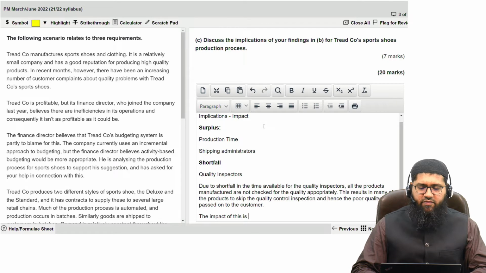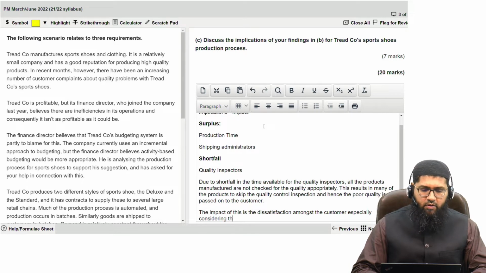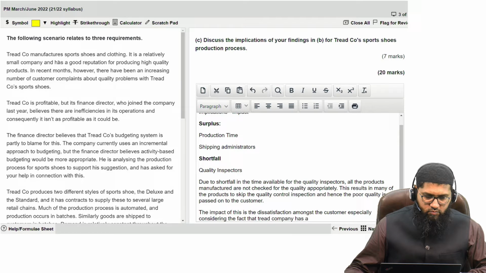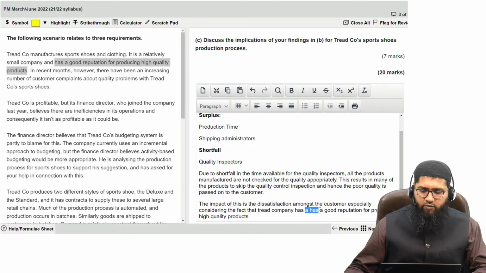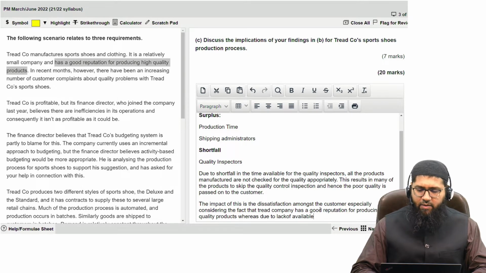The impact of this is the dissatisfaction amongst the customer, especially considering the fact that trade company has a good reputation for producing high quality products, whereas due to lack of available time, the quality is being compromised.